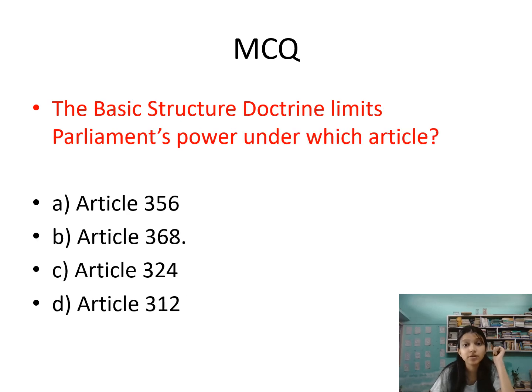The next we have, the basic structure doctrine limits Parliament's power under which article? Article 326, Article 368, Article 324, Article 312. So it's all about Article 368, which talks about the amendment procedure, which falls under Part 20 of the Indian Constitution. So the correct answer would be option B.